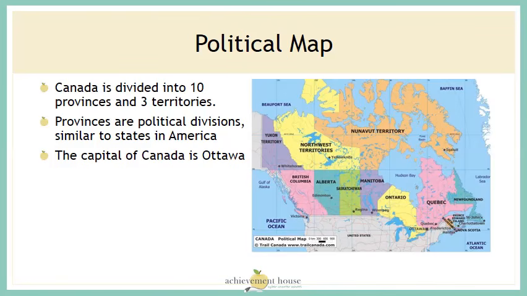Let's take a look at a political map of Canada. Remember, a political map shows how an area is divided into regions. It doesn't show us the landforms, it shows us roads and borders. Canada is divided into 10 provinces and 3 territories. Provinces are political divisions similar to the states in America. The capital of Canada is Ottawa. It's down here in the south, right along the border of the United States.